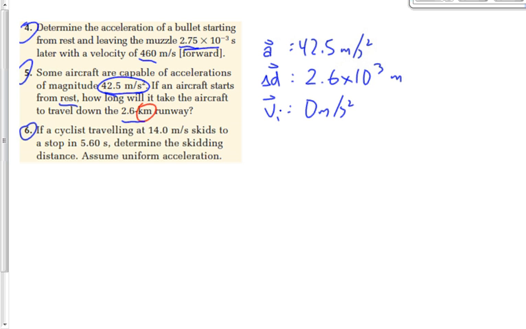Is that all I have? Whoops. Meters per second, not meters per second squared. Is that all I have? I think so. What am I looking for there? How long will it take? What am I looking for there, Zane? Right.